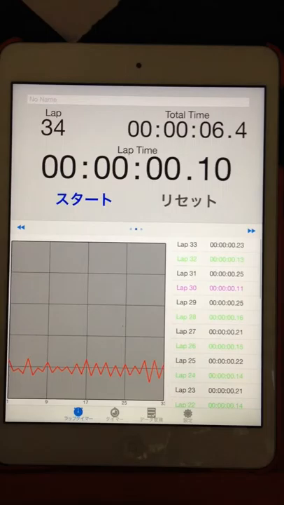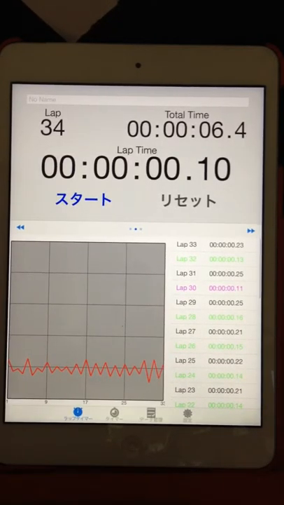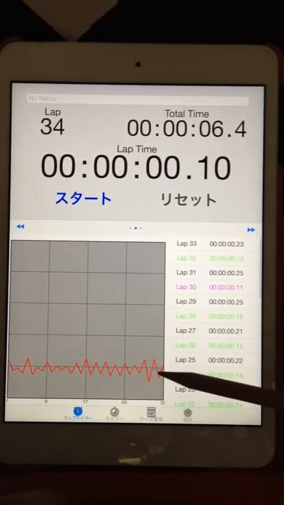140 milliseconds divided by 0.38 seconds equals 37%. That's a 37% bounce. It's almost roughly a 1/3 bounce.